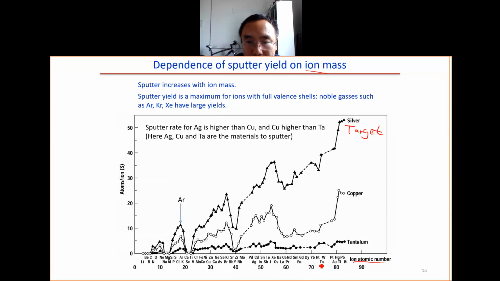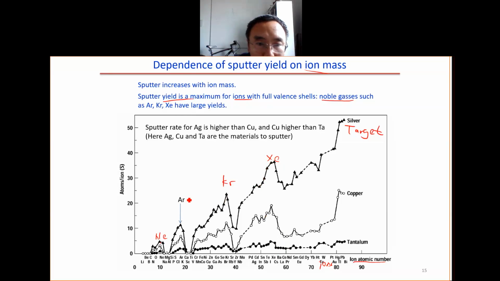And those are the ions. So what we can see here is that sputter yield is maximum for ions with full valence shells. That means the noble gases give a higher sputter yield. So this is neon, argon, this is krypton, this is xenon. Those noble gases give the highest sputter yield.